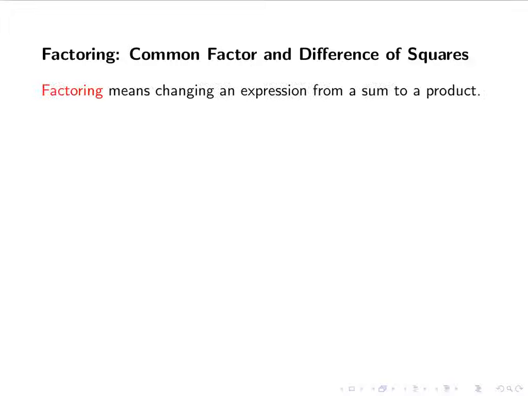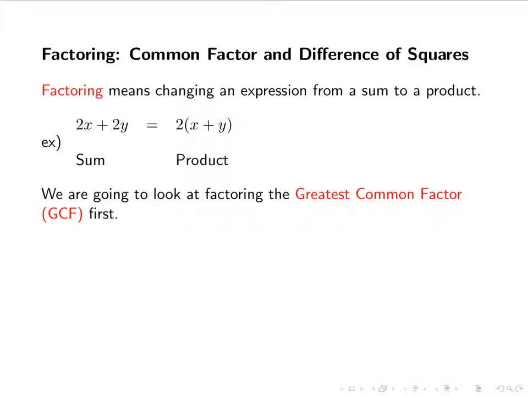Hello, today we're going to look at factoring, common factor and difference of squares. And there's actually also a third type, but for some reason it didn't make it into the title. But don't forget what factoring means. Factoring is going from a sum to a product. So for example, 2x plus 2y is a sum, and I can rewrite it as 2 times x plus y, a product. So that's going to be our goal for this section.